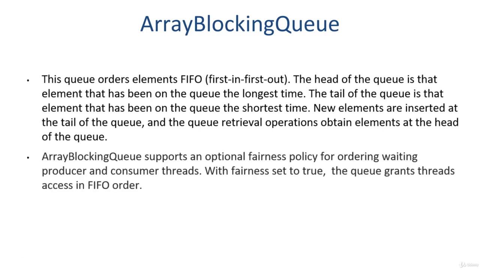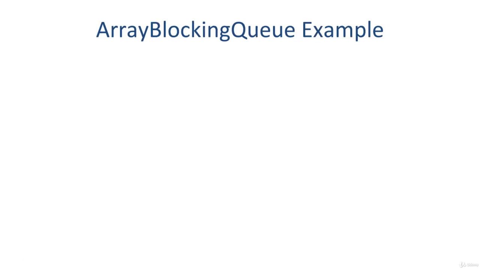of the queue. ArrayBlockingQueue supports an optional fairness policy for ordering waiting producer and consumer threads. With fairness set to true, the queue grants threads access in first in, first out order.